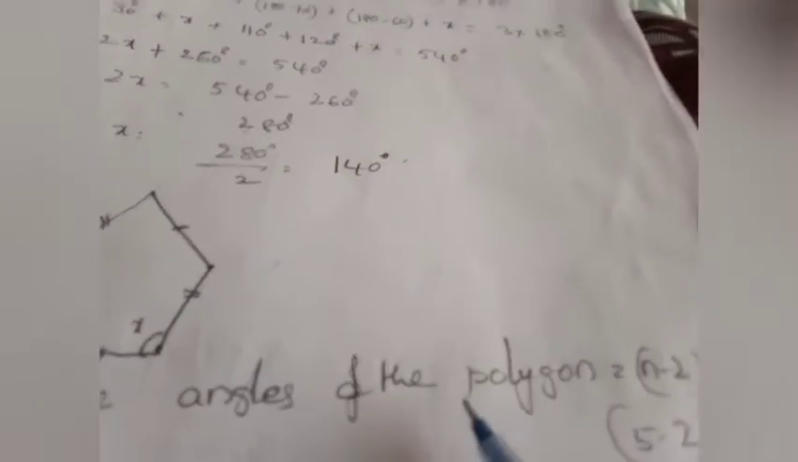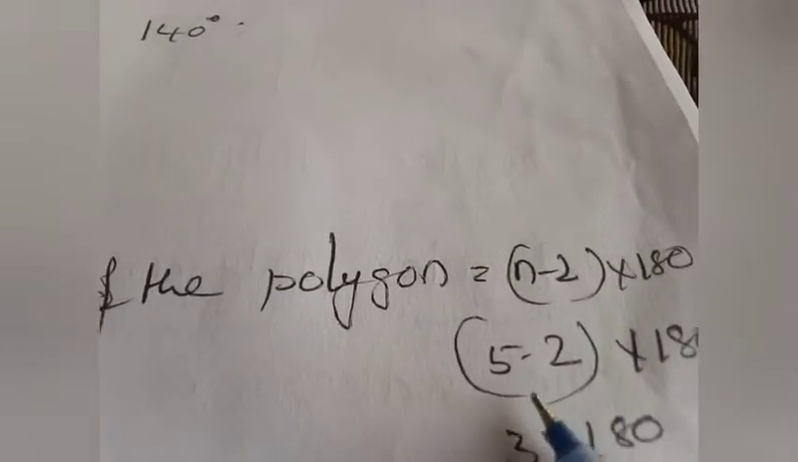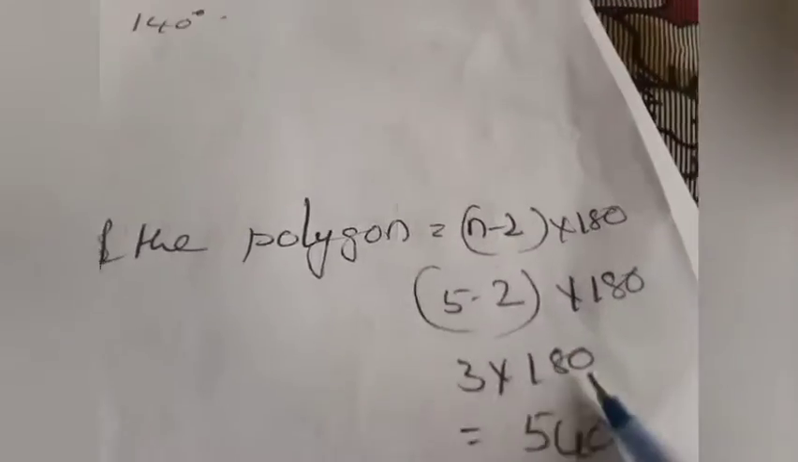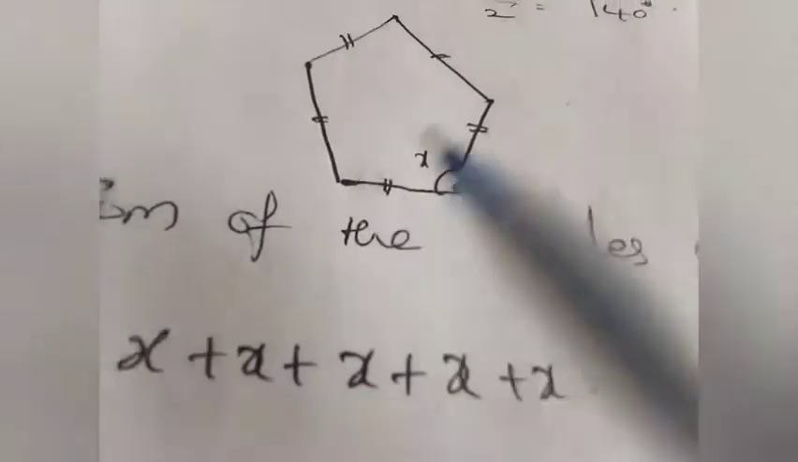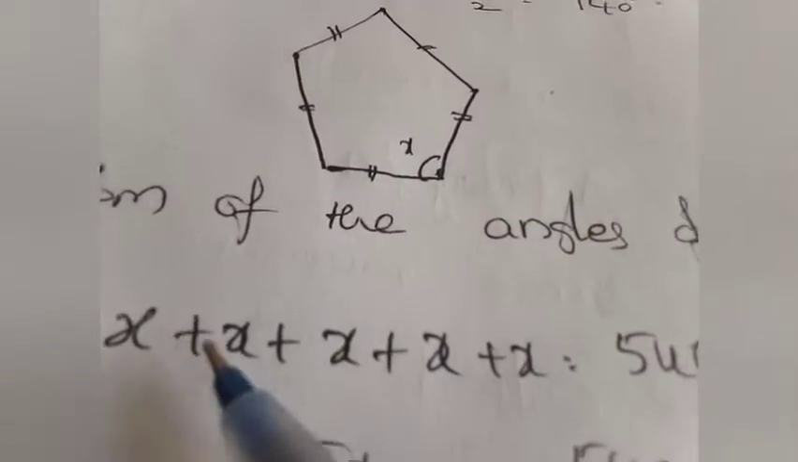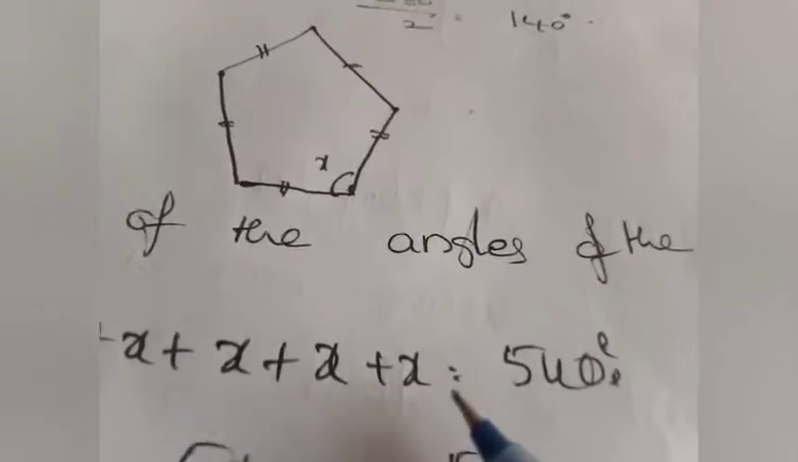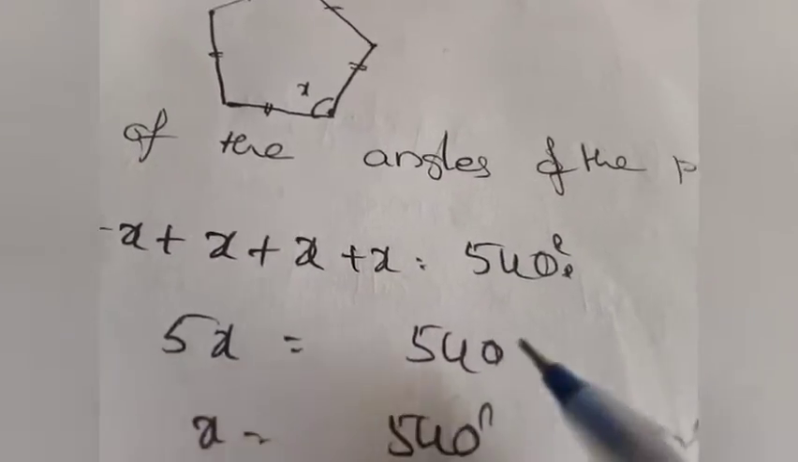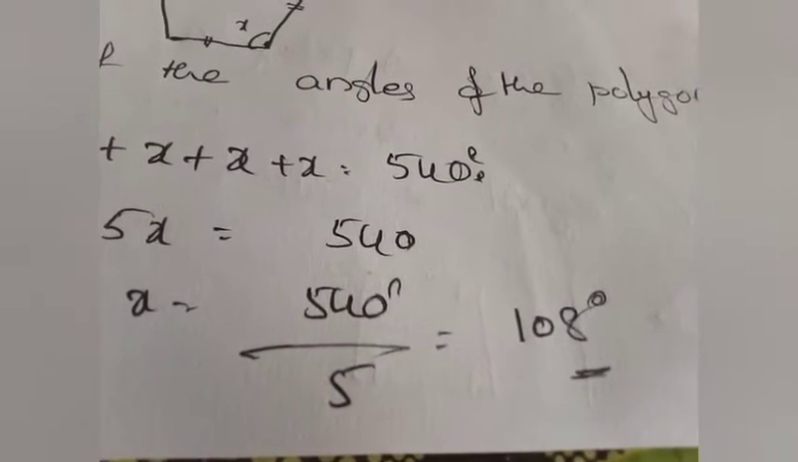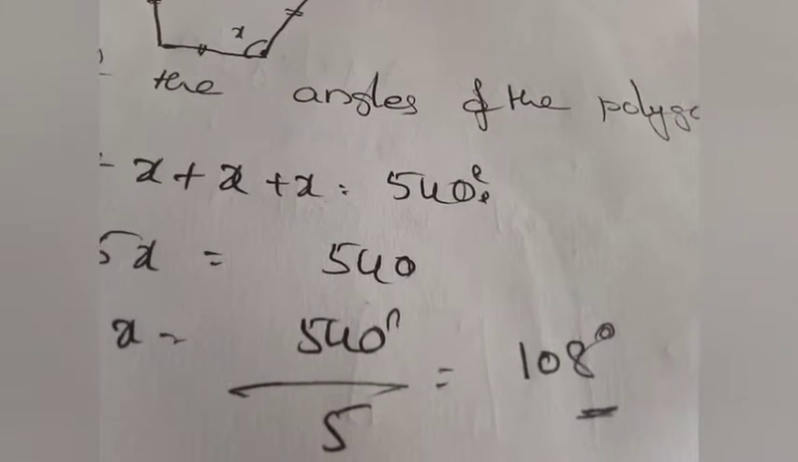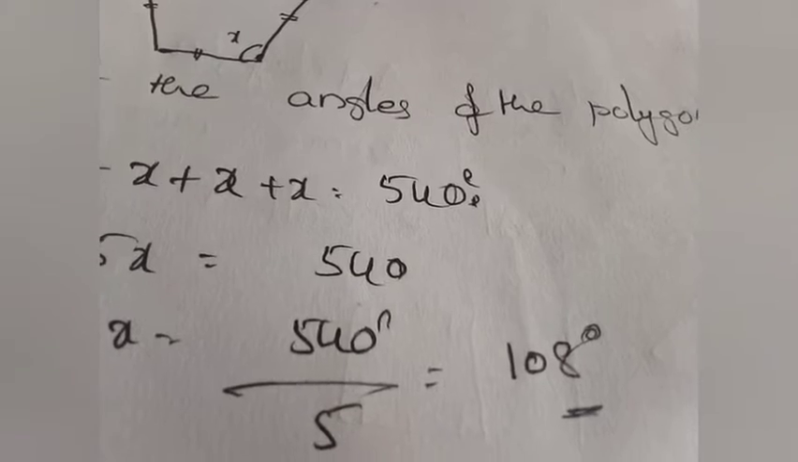The sum of the angles of a polygon is equal to (n minus 2) into 180. Here n is 5, so 5 minus 2 into 180, that is 3 into 180, is 540. So here all the angles are equal. We have to find the value of x. So x plus x plus x plus x plus x is equal to 540. 5x is 540. x is equal to 540 by 5, that is equal to 108 degrees.